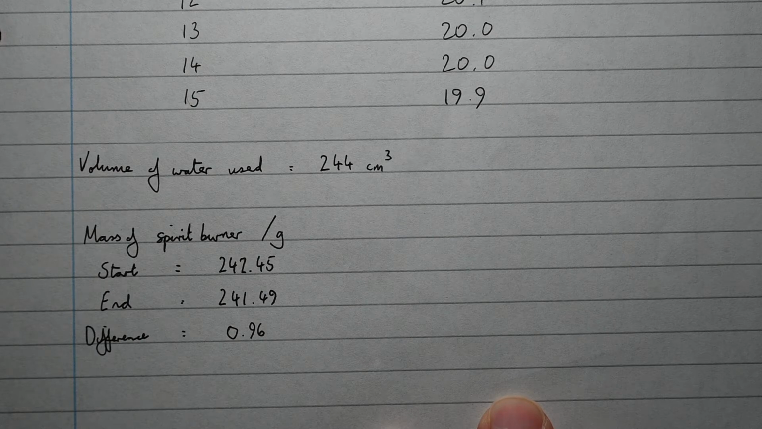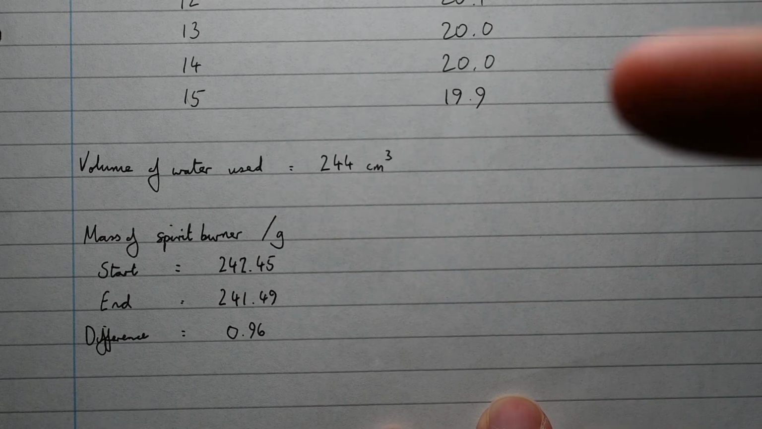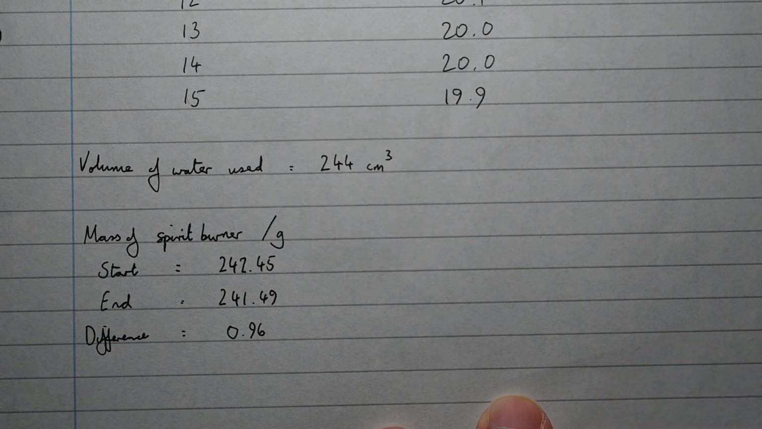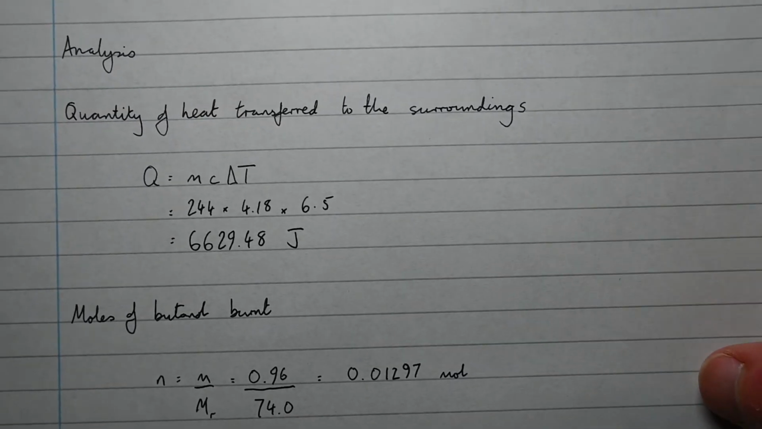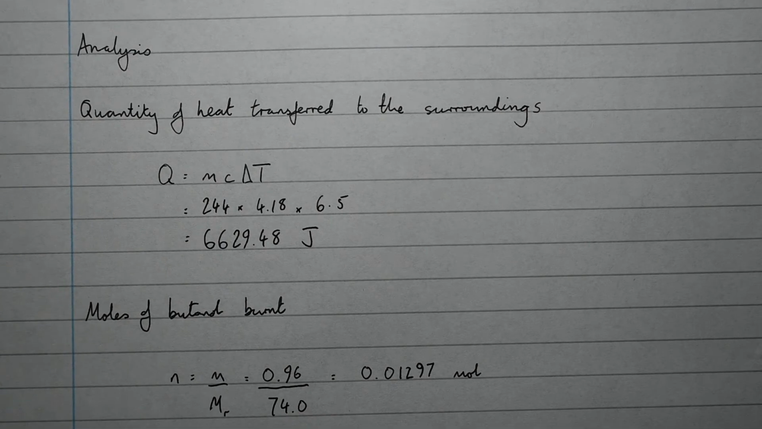Okay, so to analyse the results of this experiment, we've recorded the volume of water that we used, which was 244 centimetres cubed. I've got my mass values from the spirit burner, so the beginning mass, the final mass, and then the difference, the amount of butanol that was burnt, was 0.96 grams. So in our analysis, the first thing we do is to calculate the quantity of heat that was transferred into the water. That's the surroundings.